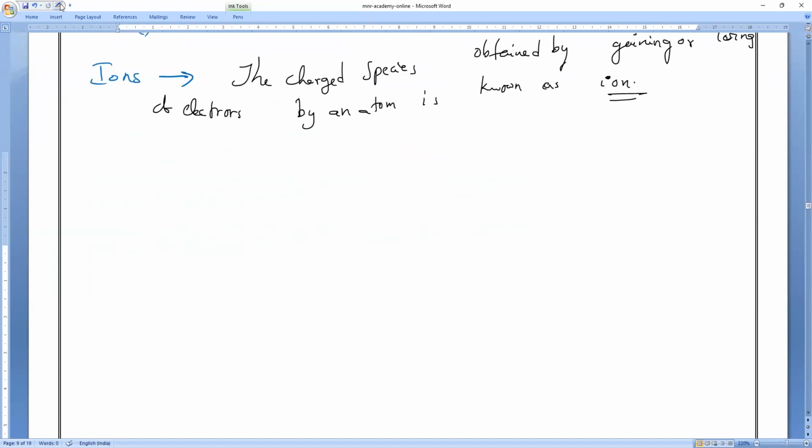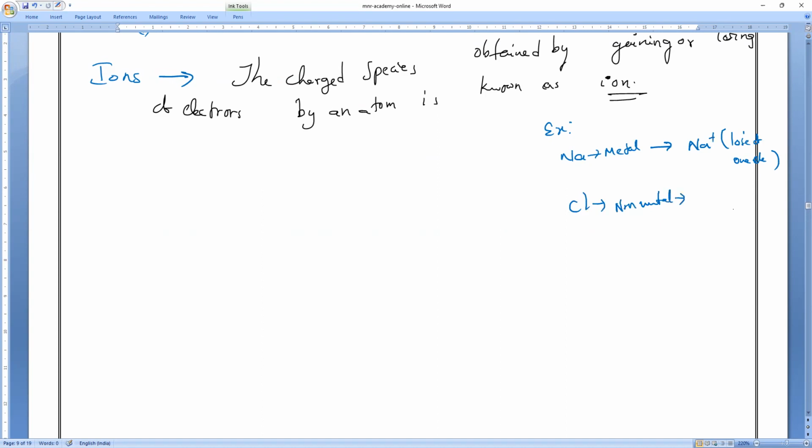Sodium, an example I am taking. Sodium is a metal or non-metal? Metal. So it will turn into a sodium plus ion by loss of how many electrons? By loss of 1 electron. Next, chlorine is a metal or non-metal?